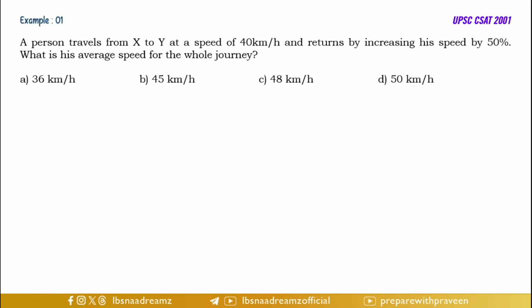Let us see the example for this. A person travels from x to y at a speed of 40 km per hour and returns by increasing his speed by 50%. What is his average speed for the whole journey? So, a person travels from x to y at 40 km per hour. When returning, he is increasing his speed by 50%. So let us see how to solve this problem.